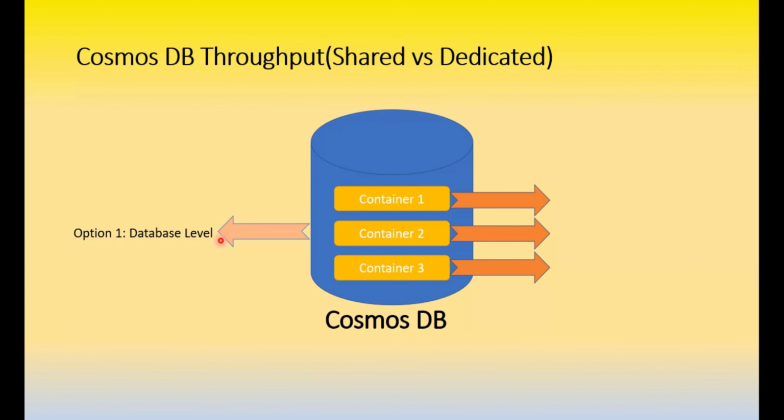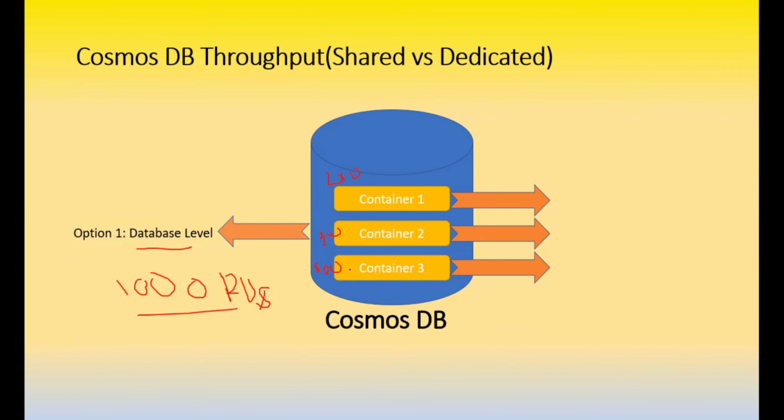Now, if I'm just seeing option 1, which is a database level. When I say database level, you may have 3 containers here, and I'm defining something like 1,000 RUs. Suppose I'm defining a database level 1000 RUs, request units. In this case, container 1 might get around 200, and container 2 might also get 200, so that becomes 400. The remaining 600 might be given to container 3. So here it is 200, 200 and 600, and the total becomes 1000.